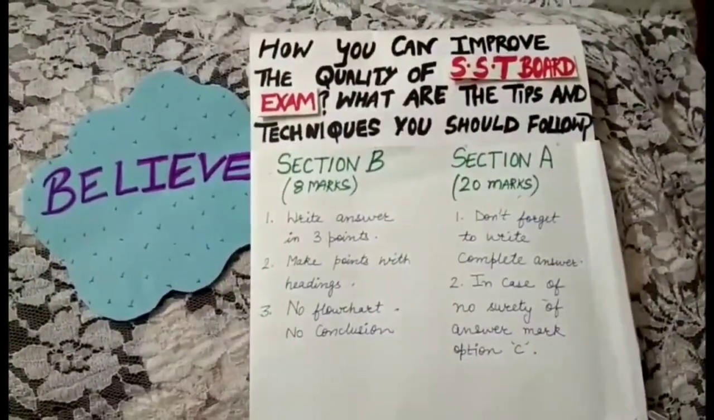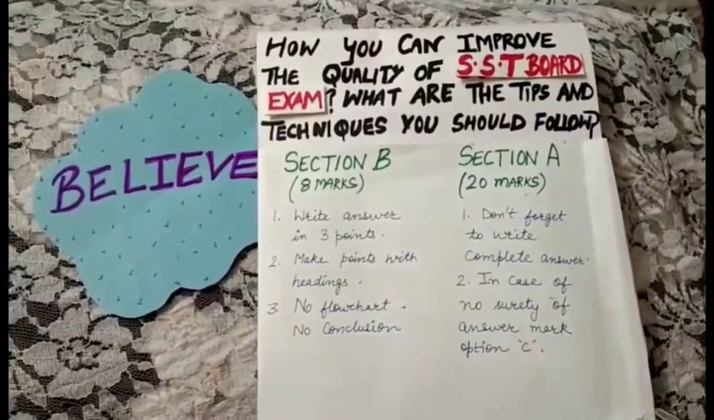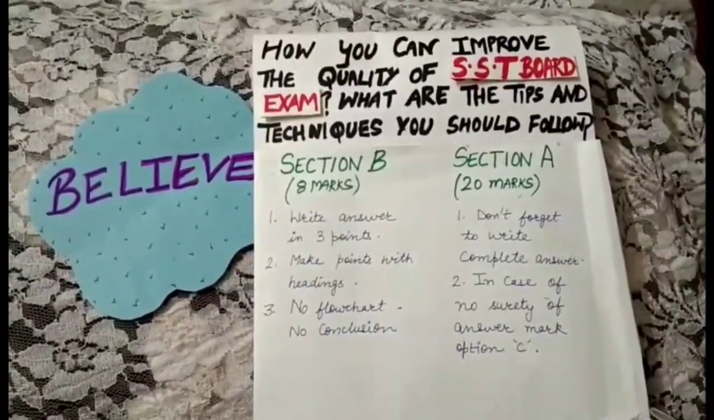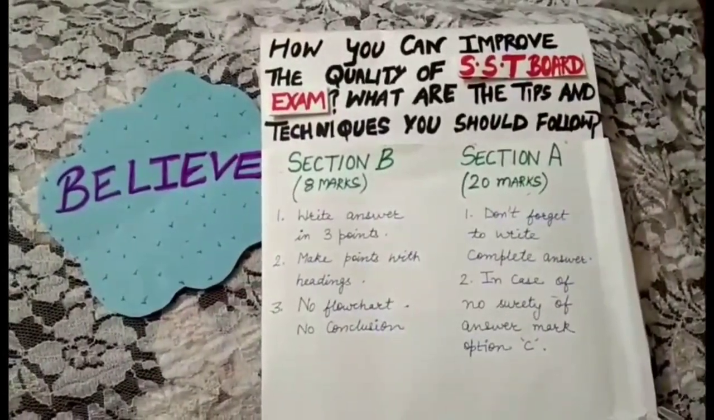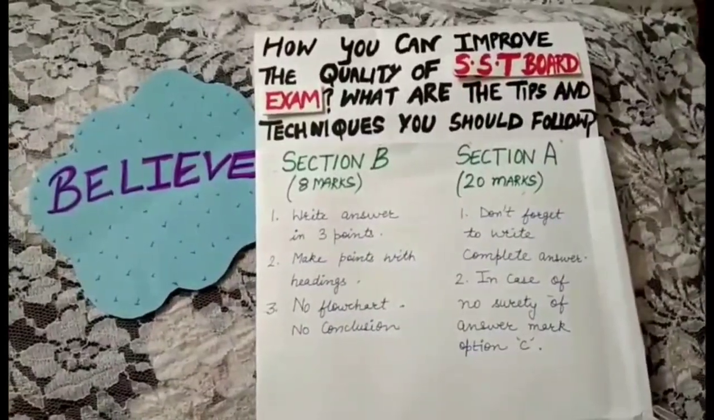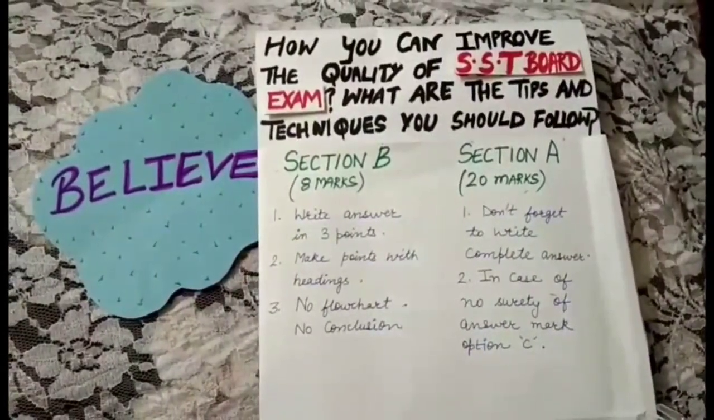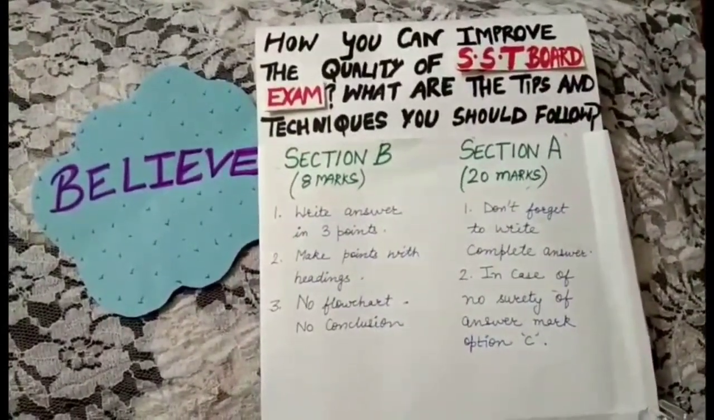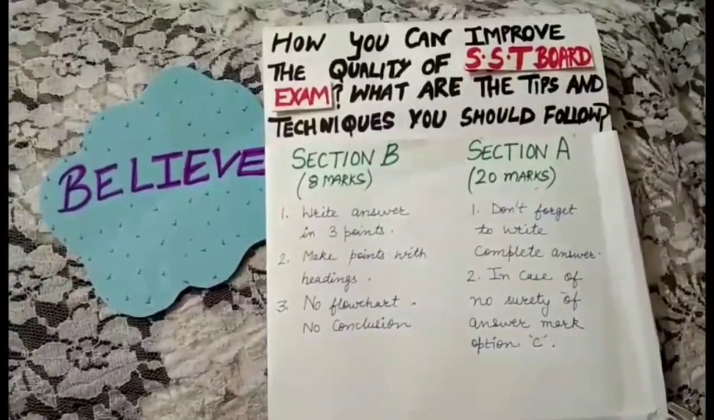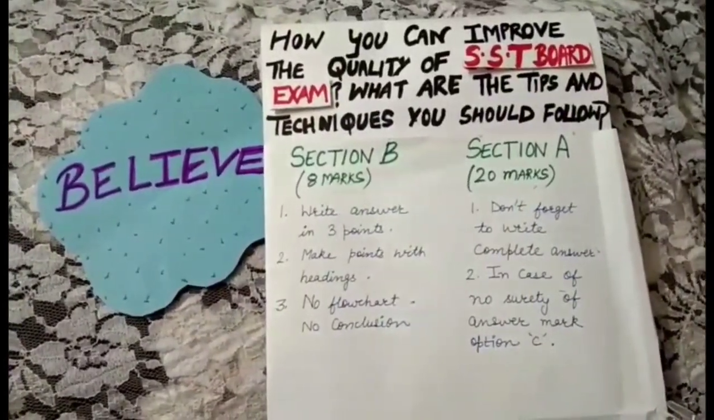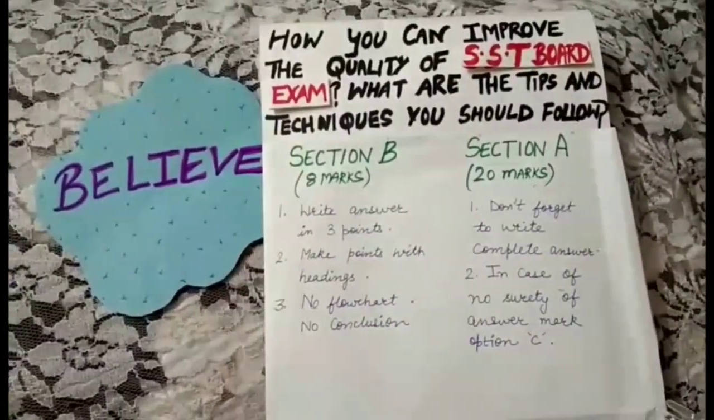In tip number 2, make points with headings. Whatever points you write in this section, make sure they are meaningful, and make points with headings. Don't forget to make headings. Headings should be meaningful and attractive. In section B, there is no need to make a flow chart. This is tip number 3. There is no need to make a flow chart. There is no need to make a conclusion. So make sure that while you are doing section B, you write answers according to these tips. So these are the tips for section B.